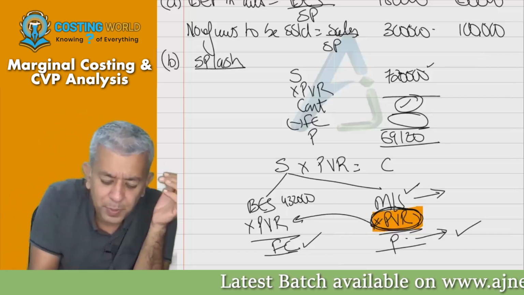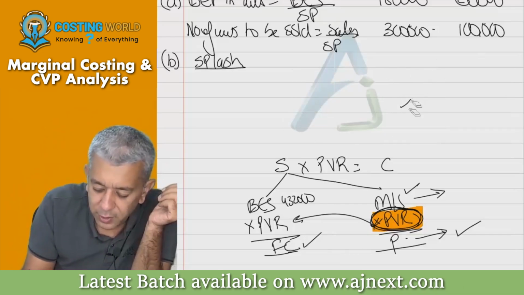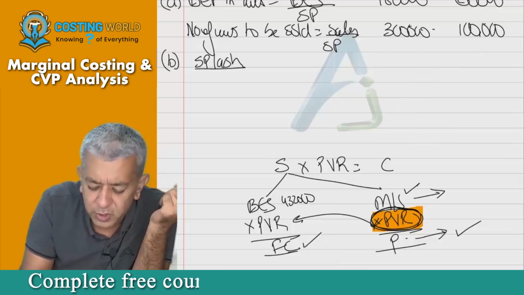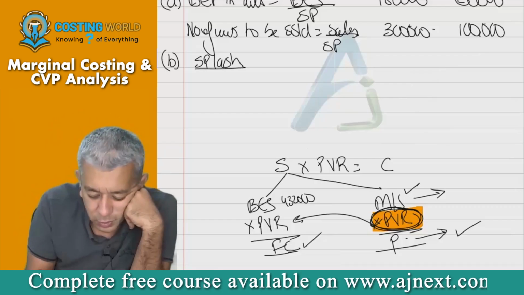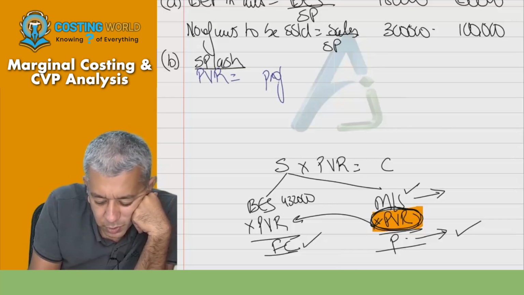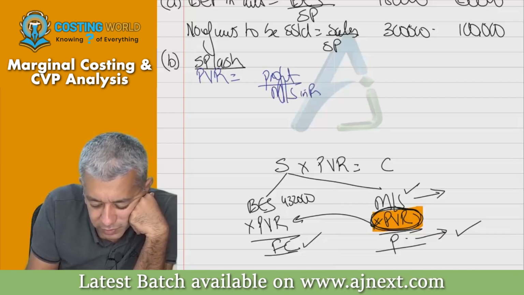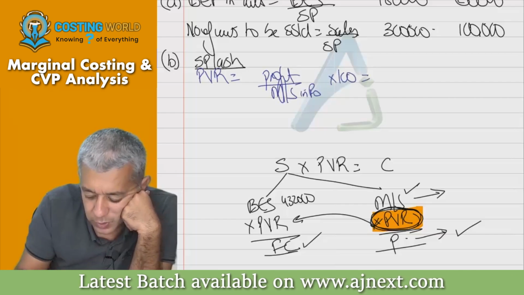I am planning to do that particular thing only. So let's do it in that particular way. You all write down for Splash. I am telling you 2 or 3 options. You can write down all of them. Okay. So you can write down PV ratio is equal to profit divided by margin of safety, obviously in rupees, into 100.